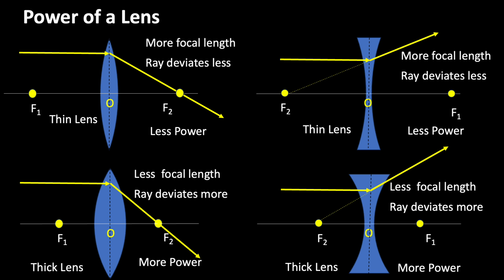Now, power of lens will measure the lens ability to converge or diverge light rays. In the next slide, we will see that it is the reciprocal of focal length and the unit of power is diopter. Convex lens has positive power and the concave lens has negative power. A thicker lens bends light more, giving it a shorter focal length and higher power.